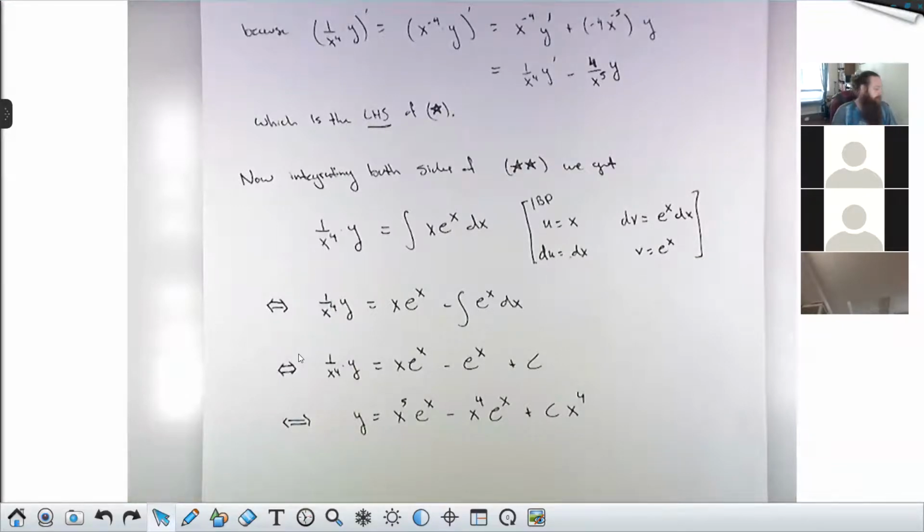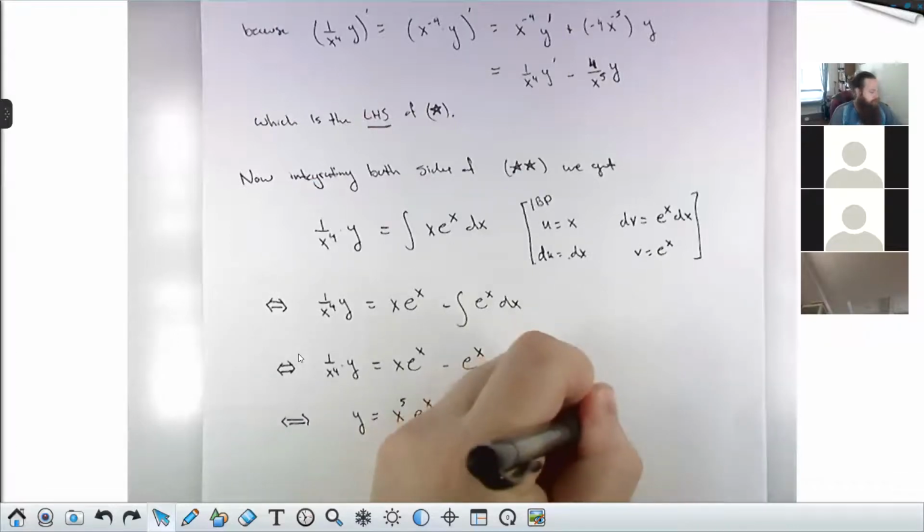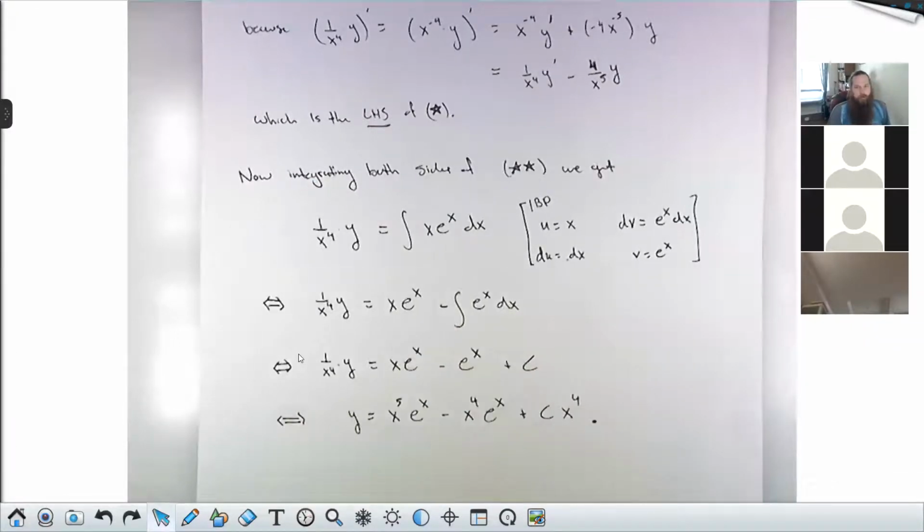And that's your solution. That's it, you're done. So first order linear equations, not too bad. If you're lucky, they're separable. Solve them by separating variables. If you're slightly less lucky, then you use this integrating factor trick. It's a great trick.